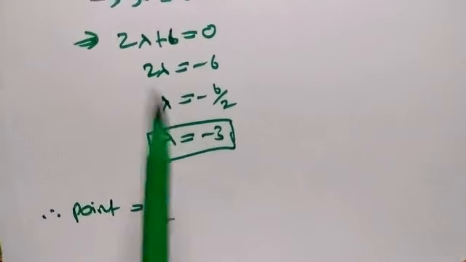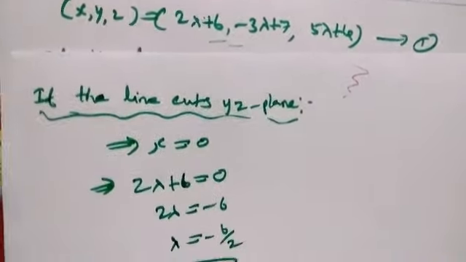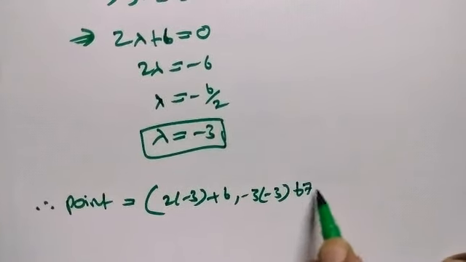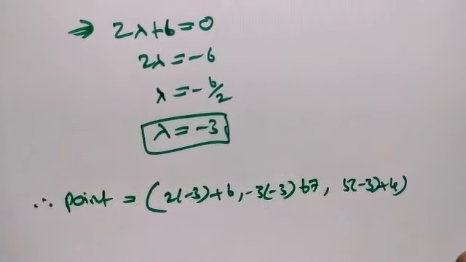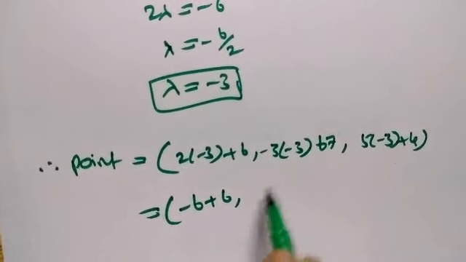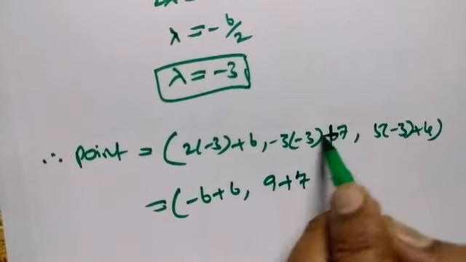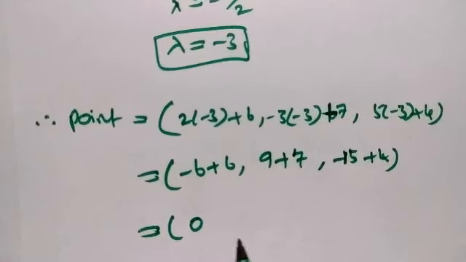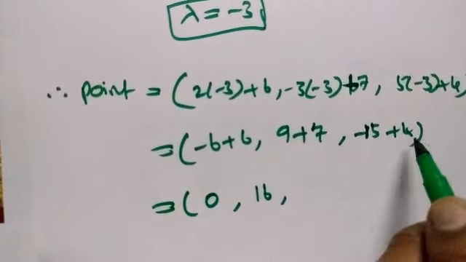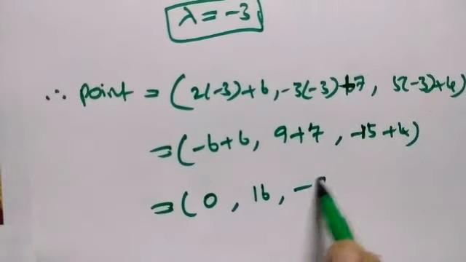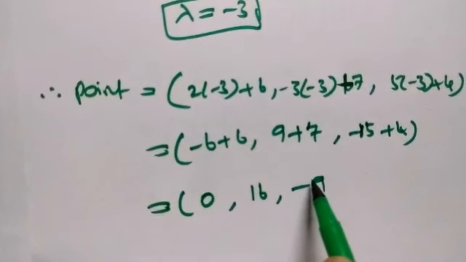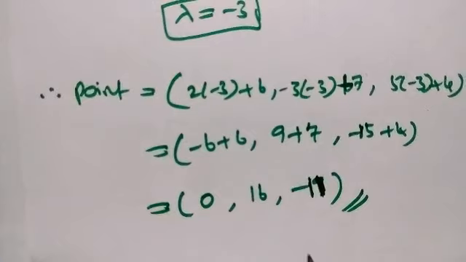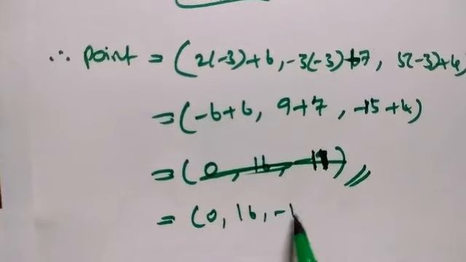The required point is any point on the line, so we apply this lambda value. So 2 into minus 3 plus 6, comma minus 3 into minus 3 plus 7, comma 5 into minus 3 plus 4. So P equals minus 6 plus 6, comma 9 plus 7, comma minus 15 plus 4. That is 0, comma 16, comma minus 11. Therefore the required point is 0 comma 16 comma minus 11.